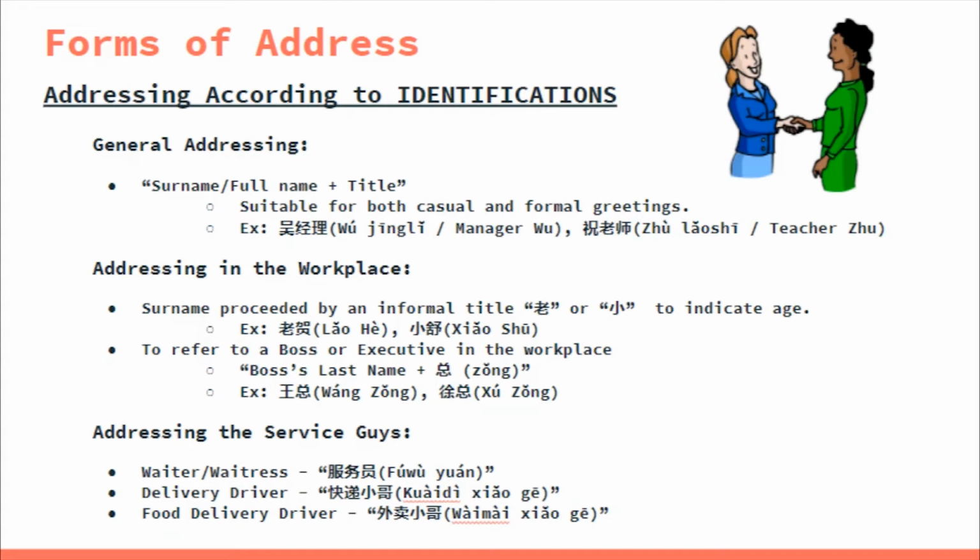Finally, there's addressing those in the service industry. When addressing a waiter or a waitress, we can say 服务员. When addressing a delivery driver, we say 快递小哥. And finally, for food delivery drivers, we can refer to them as 外卖小哥.